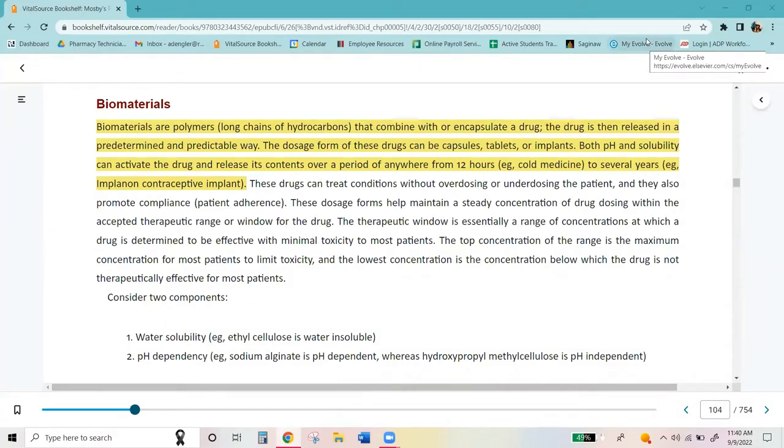Biomaterials are polymers, which are long chains of hydrocarbons that combine with or encapsulate a drug. The drug is then released in a predetermined and predictable way. The dosage form of these drugs can be capsules, tablets, or implants. Both pH and solubility can activate the drug and release its contents over a period of anywhere from 12 hours, like cold medicine, to several years, like the implanted contraceptive implant. That is the one that is placed in the arm.